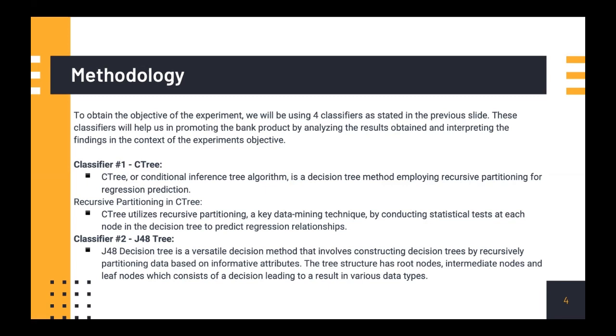Classifier number 2, J48 tree. Now, the J48 decision tree is a versatile method. It constructs decision trees by breaking down data based on important features. The tree structure consists of root nodes, intermediate nodes, and leaf nodes, each contributing to decisions that lead to various outcomes across different data types. This flexibility makes J48 a valuable tool in our analysis.